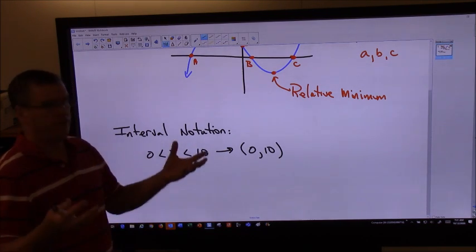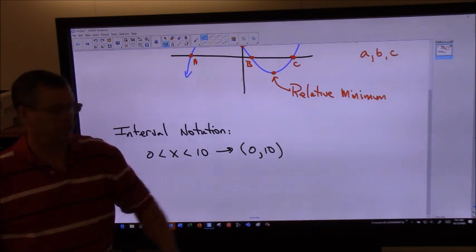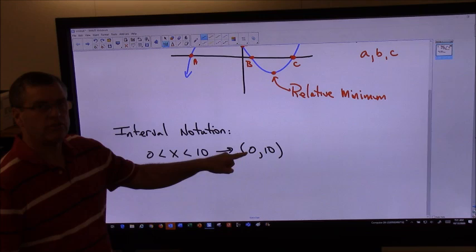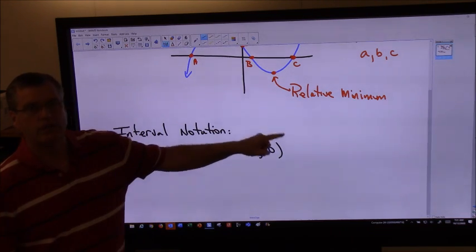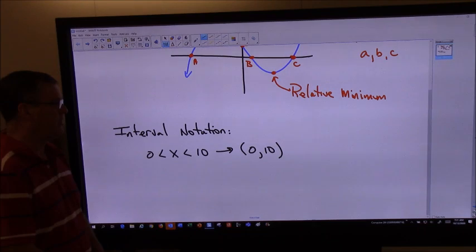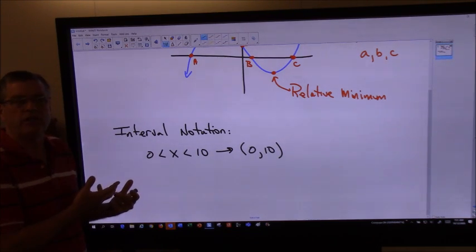Why do we have two things that look exactly the same but mean something totally different? You know, you could say that means the point 0, 10, or you could say it's the interval from 0 to 10. And how do you know the difference? The way you know is you just have to know what you're talking about. There really is no other way.